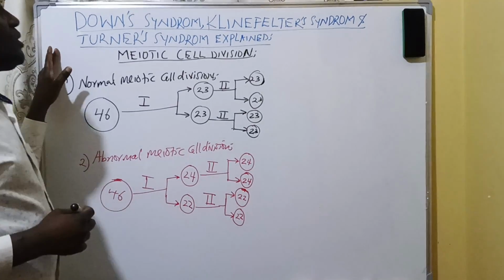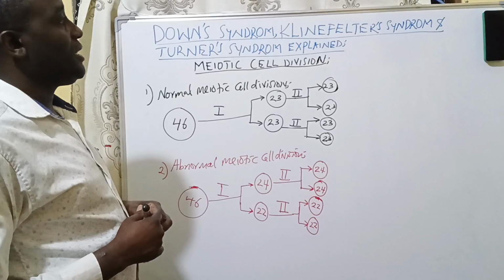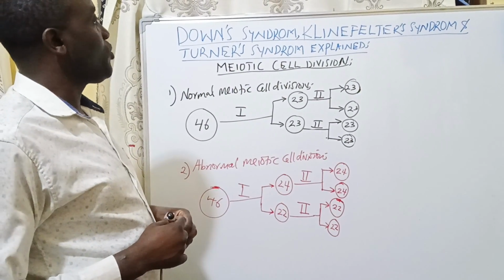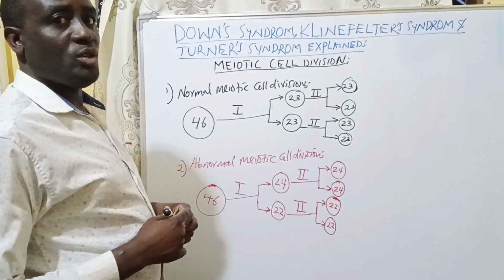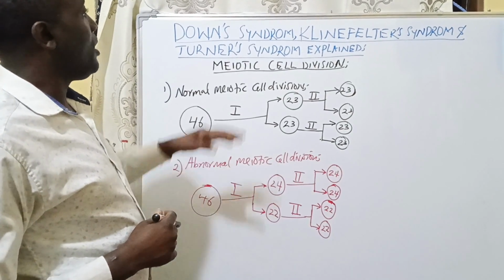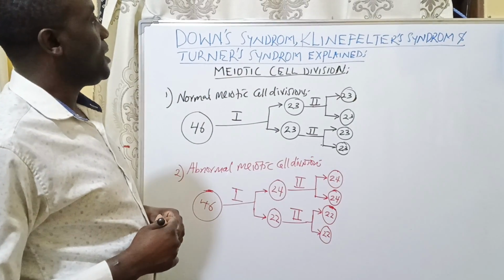Down syndrome, Klinefelter syndrome, and Turner syndrome explained. Another name for Down syndrome is trisomy 21. Why trisomy 21? We are going to see. Another thing we need to know is that Down syndrome occurs in both males and females.